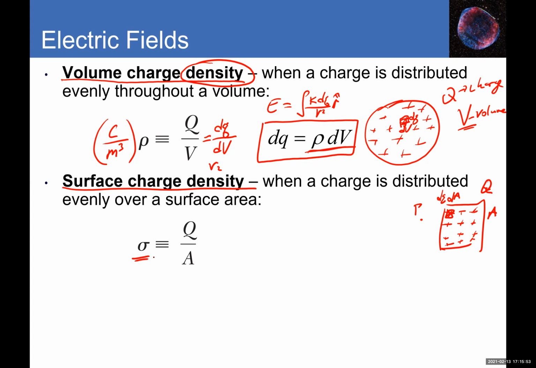This is for the total thing, but this is also equivalent if I'm looking at dQ over dA. That means this also applies to that small element. Hopefully you can see why I can use this ratio and say that this equals rho, and this ratio also equals rho. The same way, I can use the Q over A ratio, which equals sigma, and dQ over dA also equals sigma.